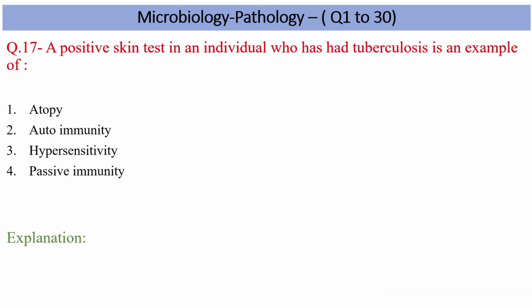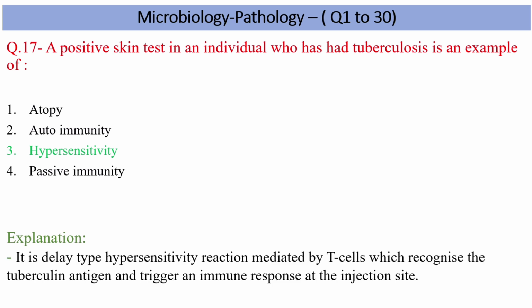A positive skin test in an individual who has had tuberculosis is an example of atopy, autoimmunity, hypersensitivity, passive immunity. Correct option is hypersensitivity. It is a delayed type hypersensitivity reaction mediated by T cells which recognize the tuberculin antigen and trigger an immune response at the injection site.